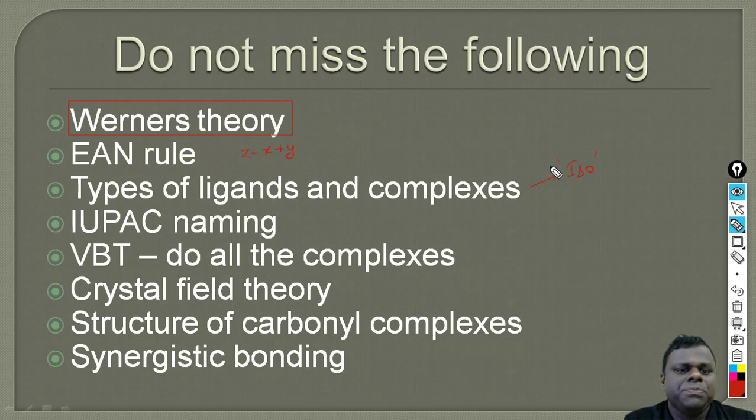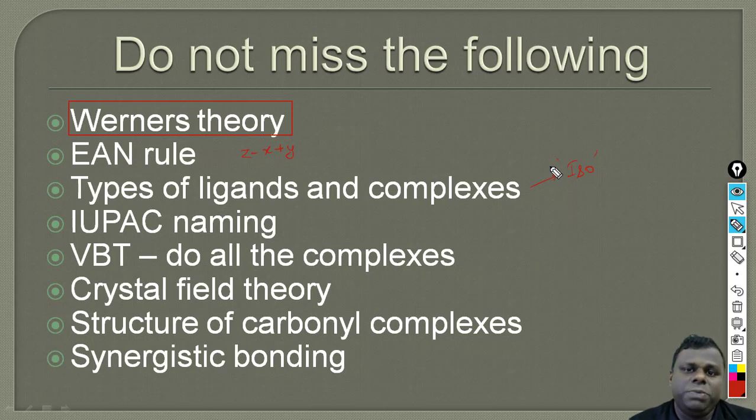Then the IUPAC naming, and the valence bond theory, do all the complexes as I've already said. The crystal field theory, the metal ligand interaction in a three-dimensional field. And then the structure of carbonyl complexes and the synergistic bond. Make sure that you are doing the merits and demerits of VBT as well as CFT. VBT was not able to explain why the same metal forms high spin and low spin complexes when different ligands are there. That means ligands do play a very important role. So these things you should not miss. They are very easy.